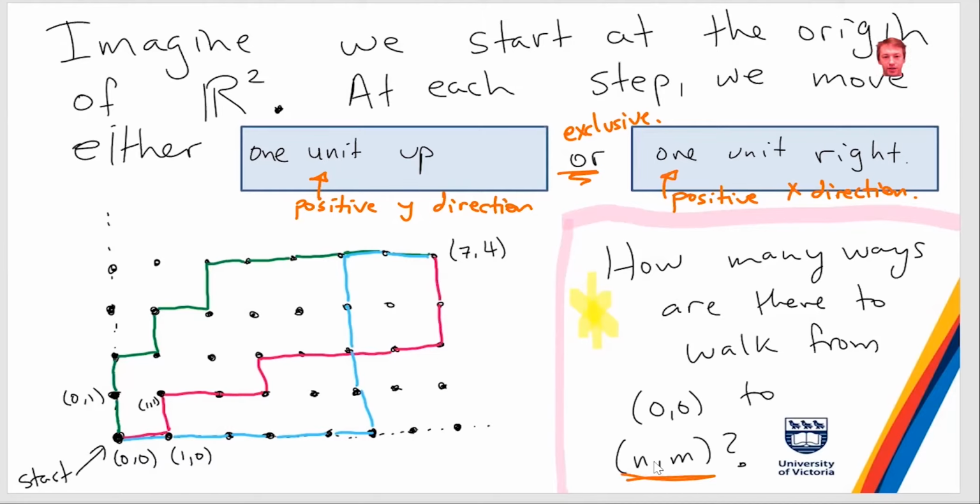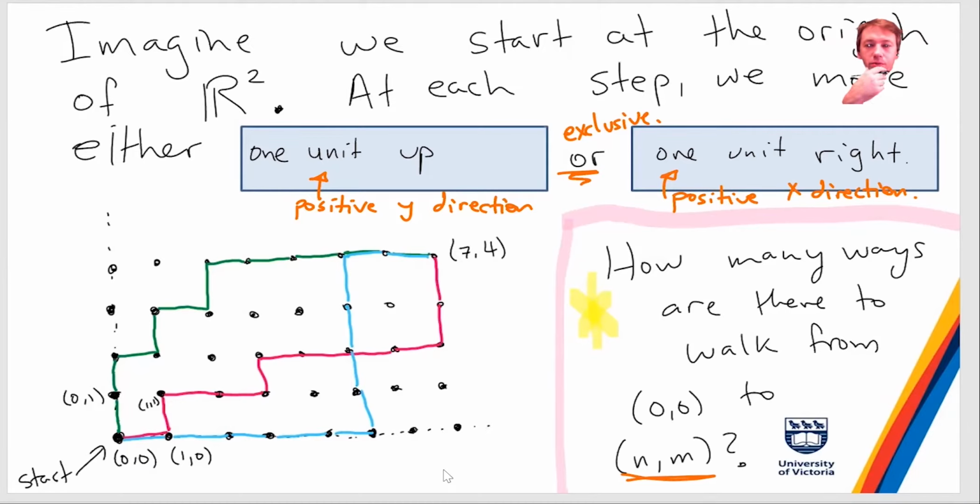This picture shows some examples of paths, right? If I'm walking from 0, 0 to 7, 4, the green path goes up, right, up, right, up, right, right, right, right, right. So that's an option. And then I've got all these other paths. We want to count all the paths.